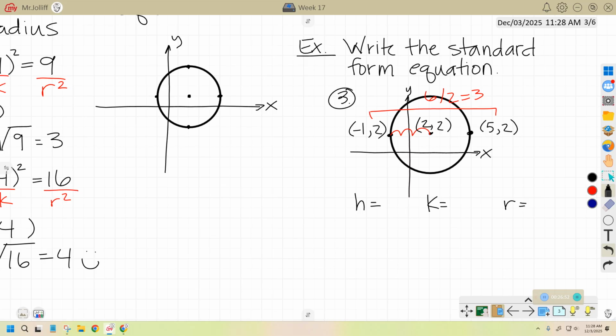Halfway between -1 and 5 is 2. Halfway between 2 and 2 is 2. Good. So H and K are 2 and 2. What's my radius? Give you a hint. We just found it. 3. Distance from the center to the outside edge. Yeah, good.